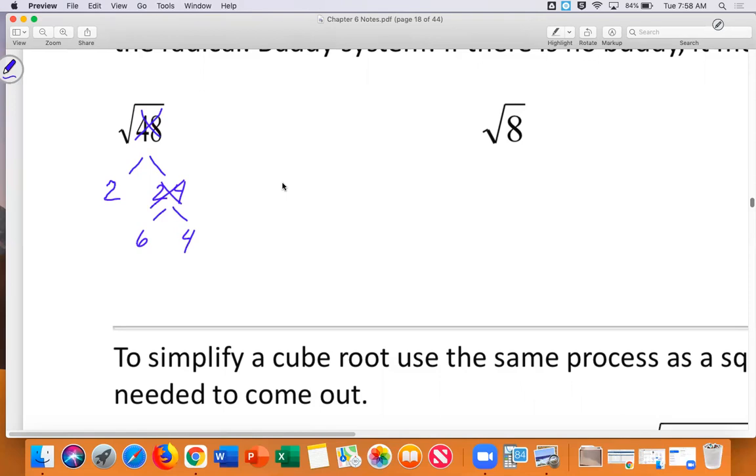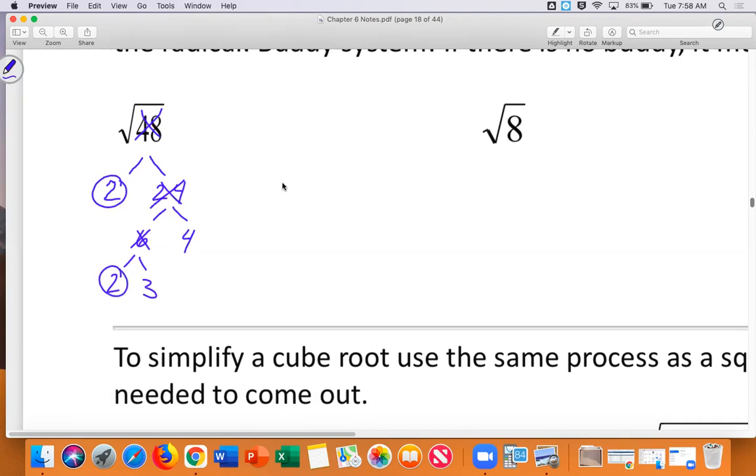Now, do you have any pairs of numbers yet, Kevin? 3 and 2. Do we have any pairs? You're one step ahead of me. Are any of these the same number, the 6, 4, and 2? No. Now let's break down 6. 2 and 3. Do you see a pair of numbers? 2 and 2. So I circle them.